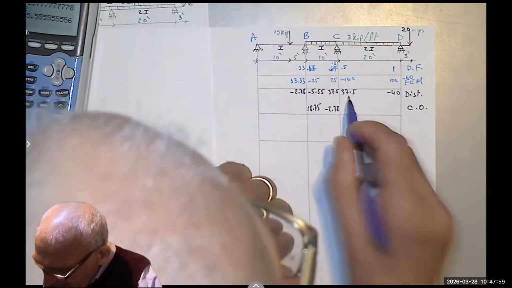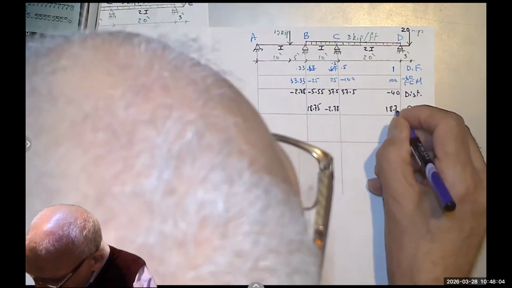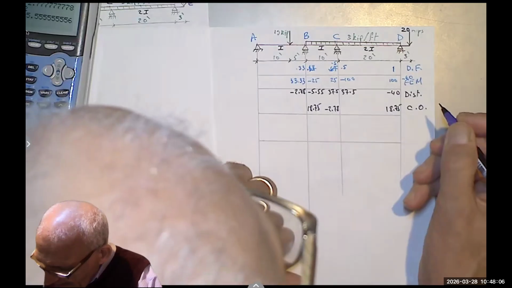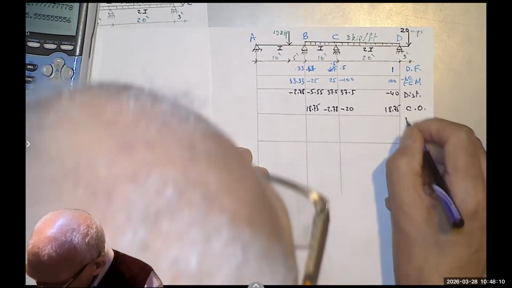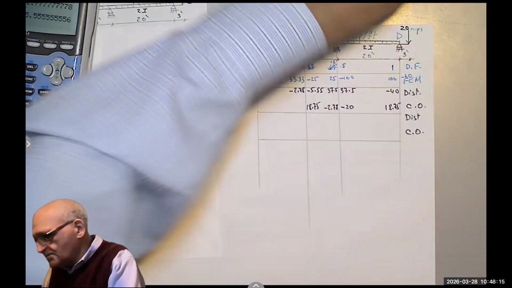The 37 and a half will give me 1875. And the negative 40 will give me negative 20. Okay, let's move to the next step.